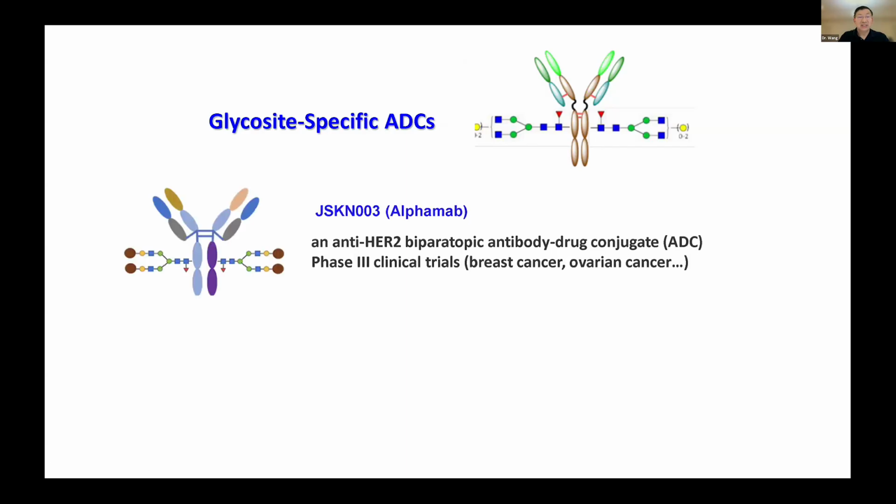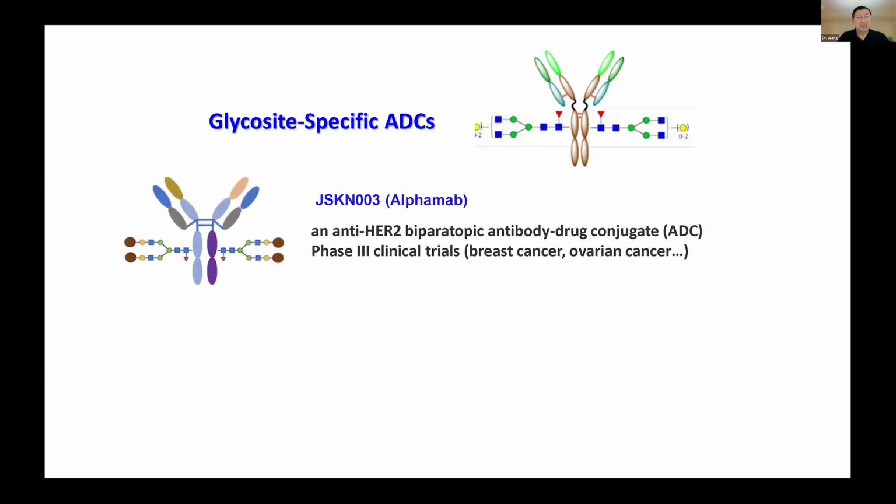Okay, so there are two, I think, notable examples in the field. Like GSK'N003 by Alpha Map. So this is an anti-HER2 bispecific ADC, and now it's in phase 3 clinical trials for breast cancer, ovarian cancer, and other cancers.